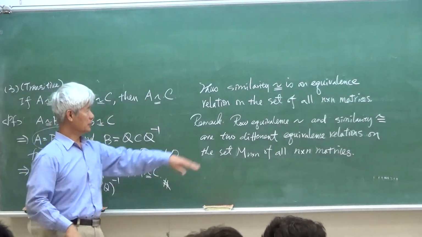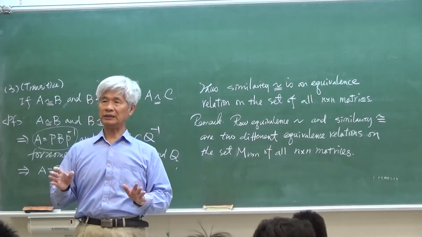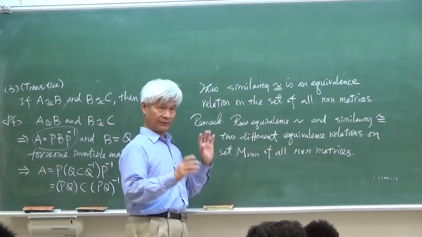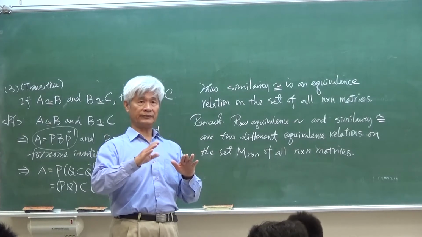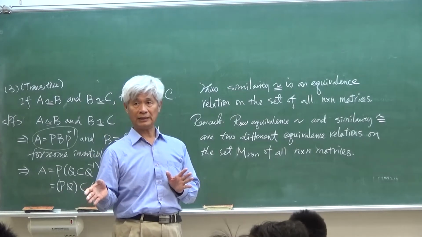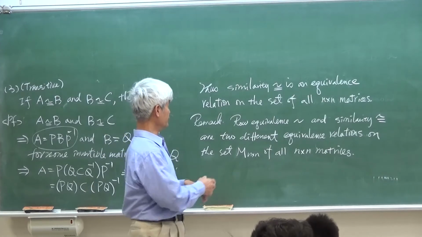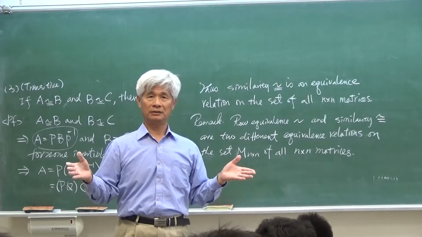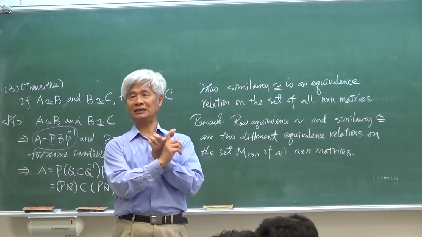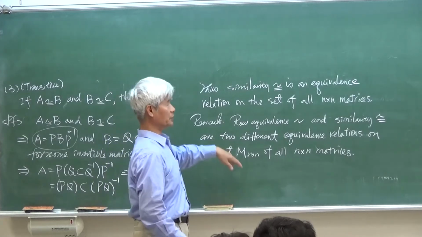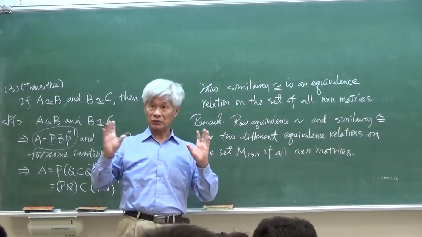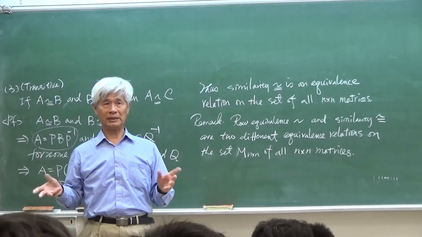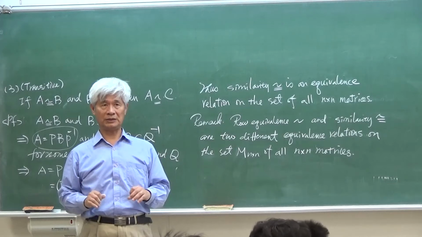First of all, row equivalence is true for any rectangular matrices. So row equivalence is defined for the set of m times n matrices, right? So they can be rectangular, not necessarily square. So this is the first distinction, right? But for similarity, this is only for the square matrices.